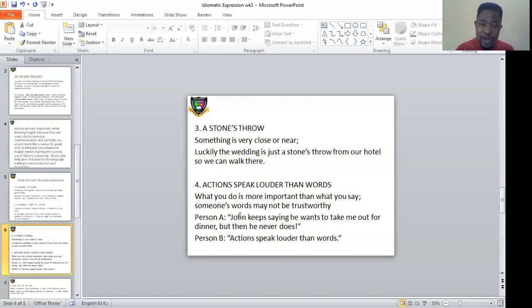So look at the example here. Person A: John keeps saying he wants to take me out for dinner, but then he never does. What does that mean? Then person B says, actions speak louder than words. In other words, that person is trying to say that he will never believe it until he or she sees John take this fellow out for dinner. So rather than John making empty promises, it would be better if he took the person for dinner.